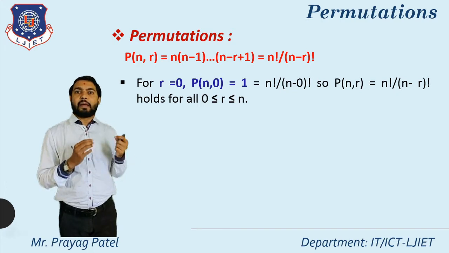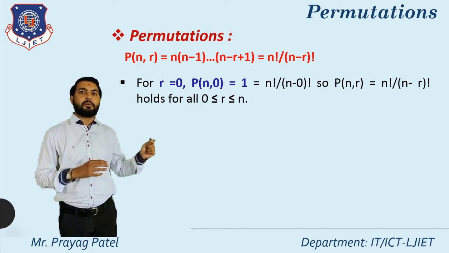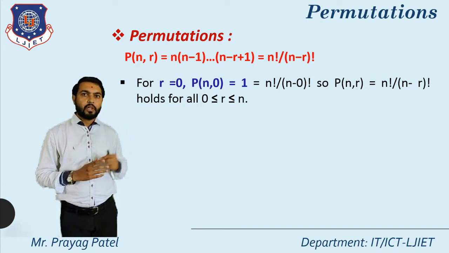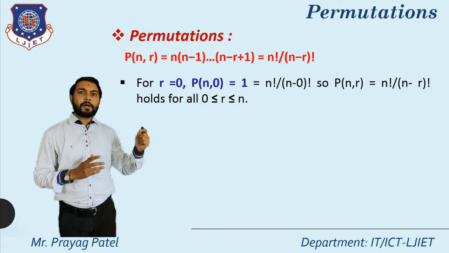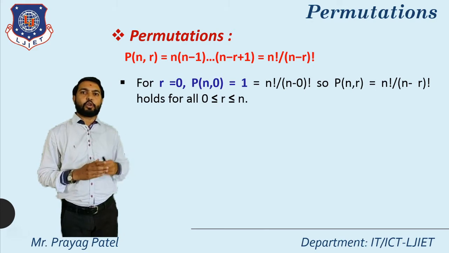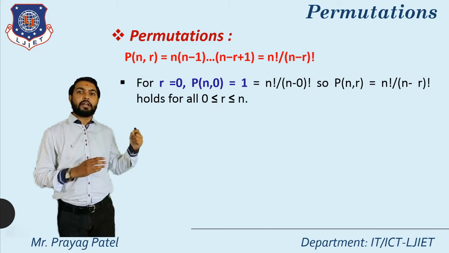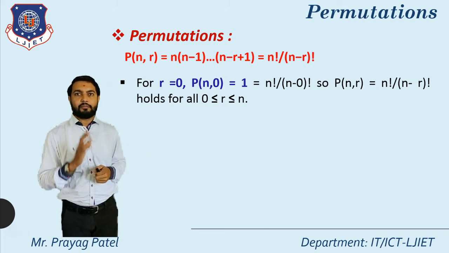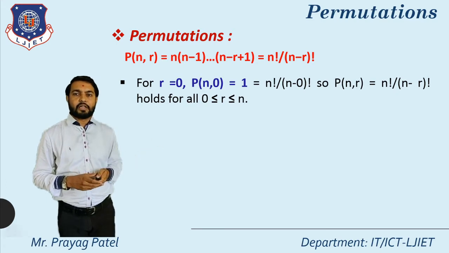So here only the empty set is possible, that means the possibility is equal to 1. So according to our formula, n factorial divided by (n minus r) factorial, so n factorial divided by (n minus 0) factorial, so n factorial divided by n factorial, that means 1. So the answer of this equation is 1.